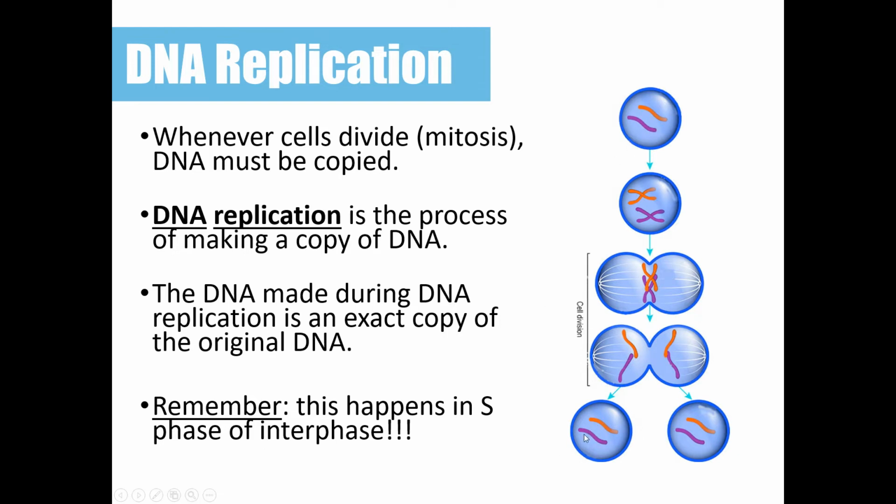Now, in order for this to happen, for each daughter cell to get the same DNA that the parent cell had, we have to replicate that DNA. And so that process happens right before mitosis in what we call S phase. S phase of interphase. So we have interphase, and then we have mitosis, and then we have cytokinesis. And so this process is going to happen in S phase of interphase.